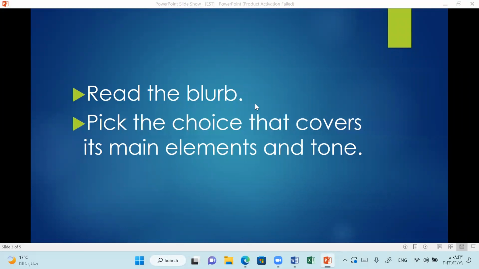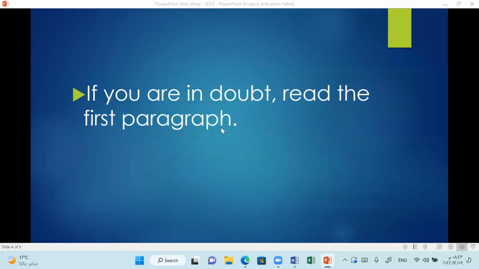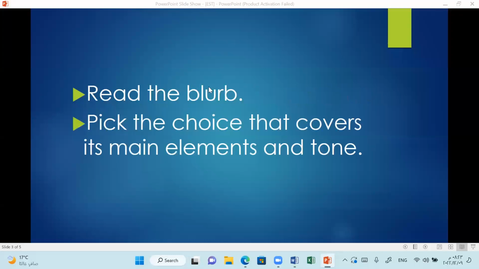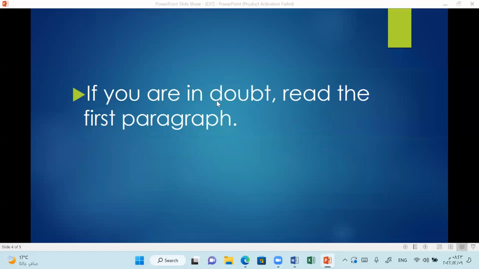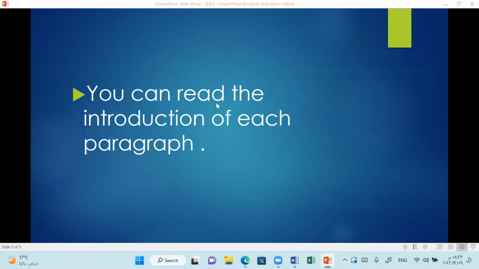In case you still have doubts, you may read the first paragraph, but usually this tip works. But in case you are in doubt, you're not sure about the right answer, read the first paragraph. If the first paragraph is short or isn't clear enough, you can read the introduction of each body paragraph. The introduction, perhaps the first sentence of each paragraph or the first two sentences, and that's enough.